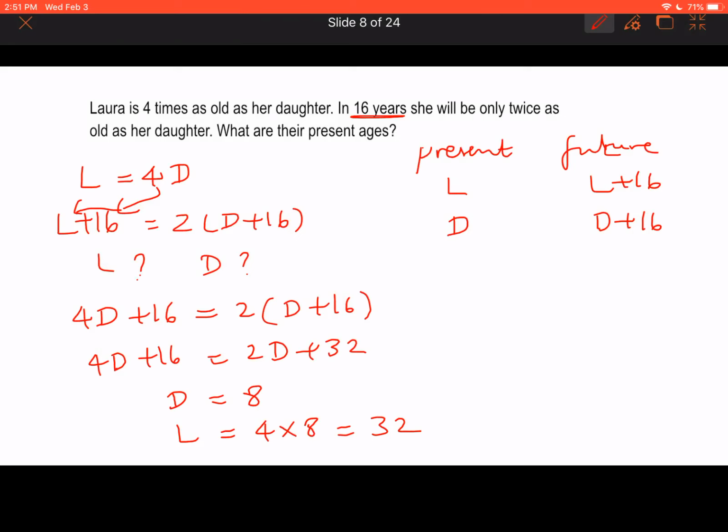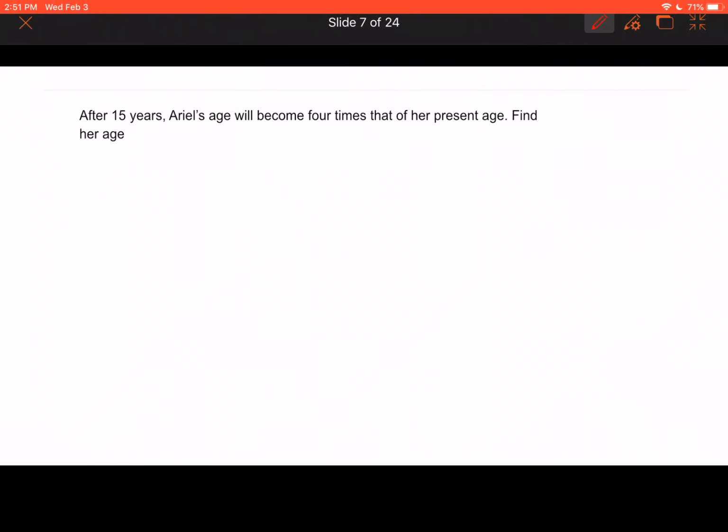We'll see the next problem. After 15 years, Ariel's age will become 4 times that of her present age. Find her age. So here only one person's age is involved, Ariel. What is her age now? What is her age after 15 years? We have to compare it and find her age. So suppose A is Ariel's age, after 15 years it will be A plus 15, right?